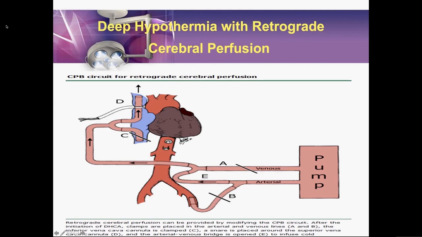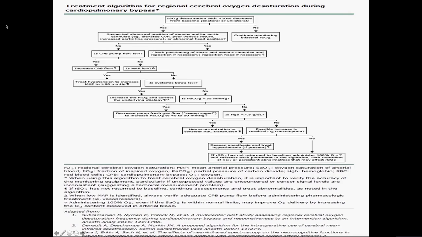Retrograde cerebral perfusion with cold oxygenated blood via the SVC cannula at a rate of 150 to 250 ml a minute. Troubleshooting for regional cerebral oxygen desaturation should be available. Review your checklist: cannula position, CO2 level, hematocrit, mean arterial pressure, pump flow.